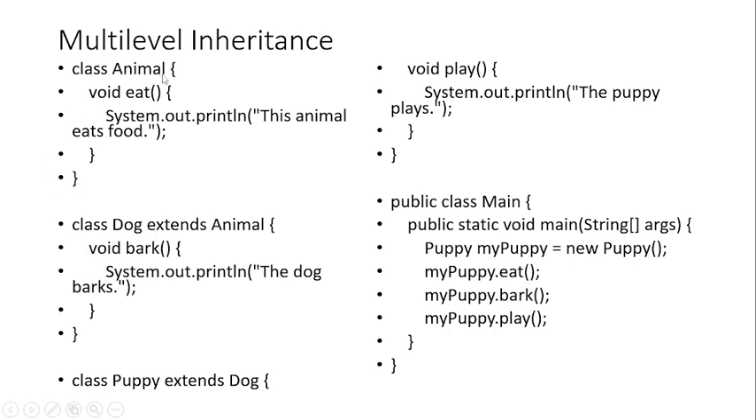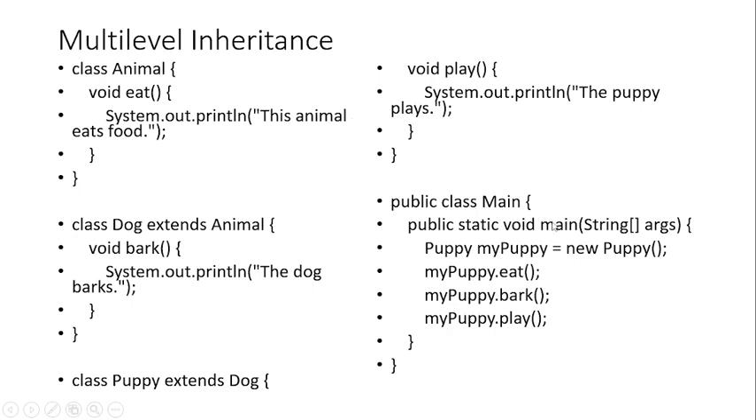Inside Animal we are using the function called eat. Inside Dog I am using the function called bark, and inside Puppy we are using the function called play. So with the help of the object name of Puppy, we can call all the functions which are inside the base class, or the parent class.